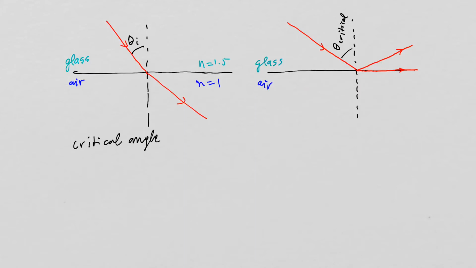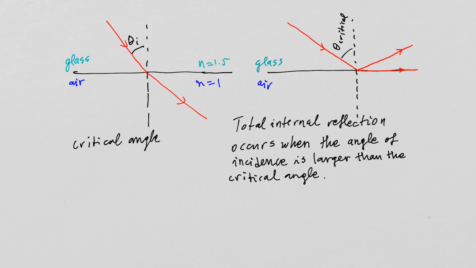And so when the angle of incidence is bigger than the critical angle, then we are talking about total internal reflection. So total internal reflection occurs when the angle of incidence is larger than the critical angle. Here's an example of total internal reflection.